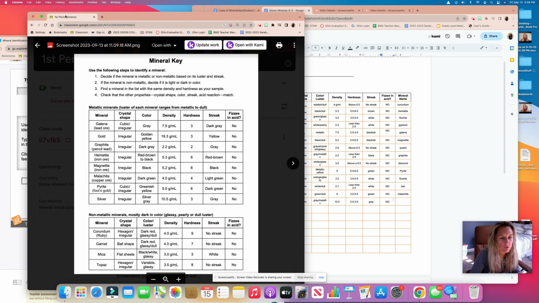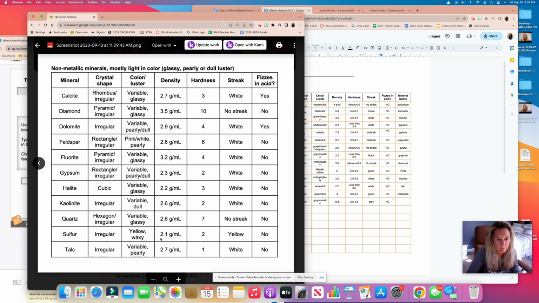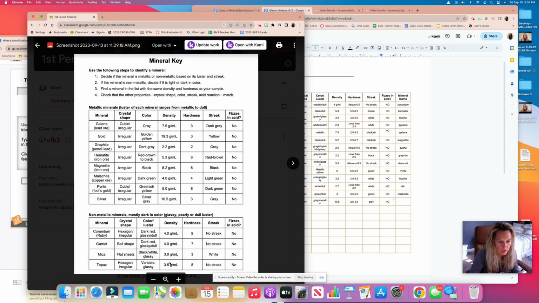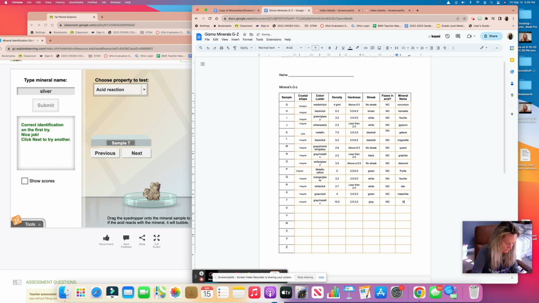So let's go to our sheet. Let's first check 10.5 for density. So density, ooh, could be silver. Are there any other ones with the 10.5 density? Nope. So let's check the other properties. Irregular, silver gray, check. Hardness of 3, check. Gray streak. All right, let's try silver. And we are correct. Letter T is silver.